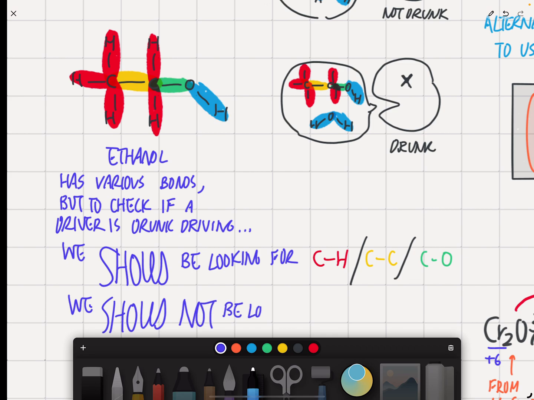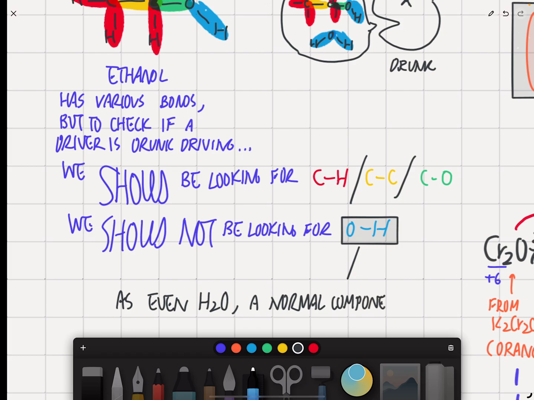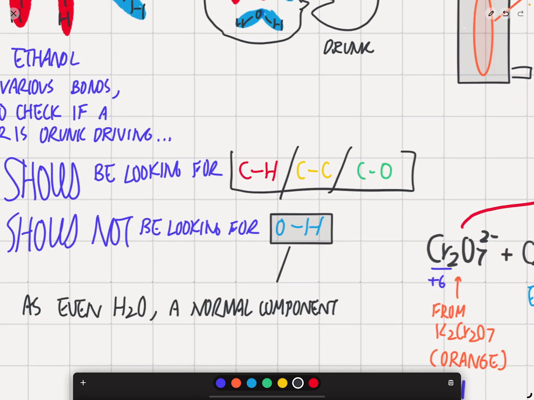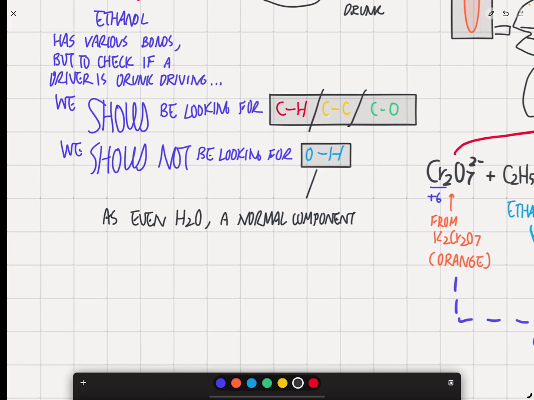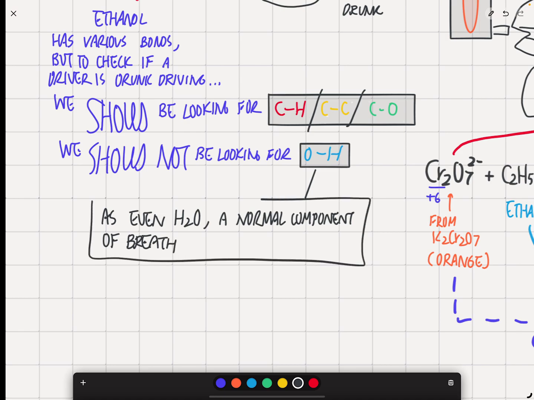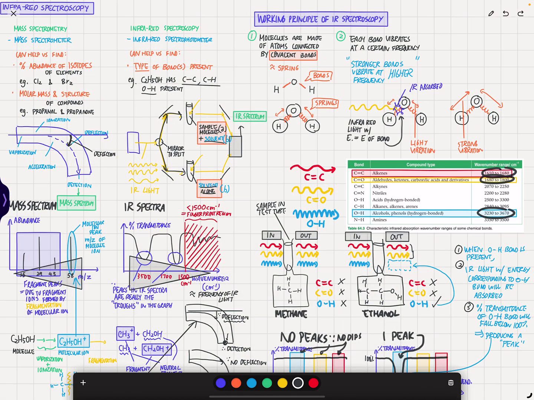This may not seem obvious, as even H2O, a normal component of breath, has an OH bond. So don't do this, don't look for OH bonds, look for the other bonds, using the same technique we learned on the previous page. A normal component of breath, of course there's water vapor in our breath. So that concludes the first and second applications of infrared spectroscopy.